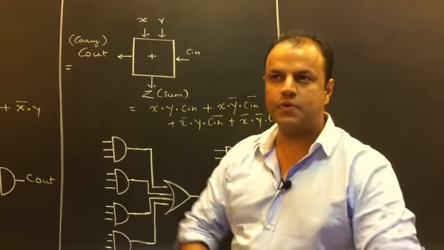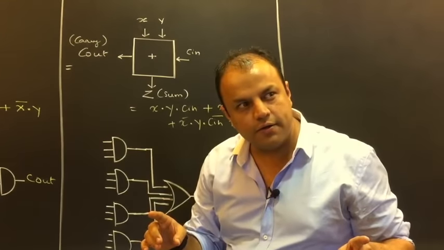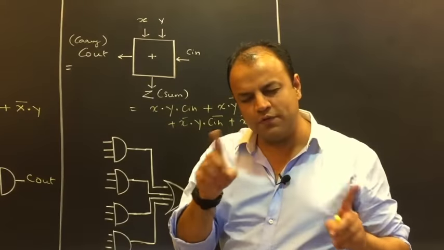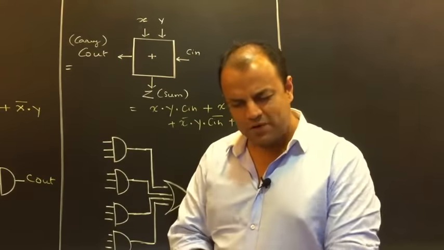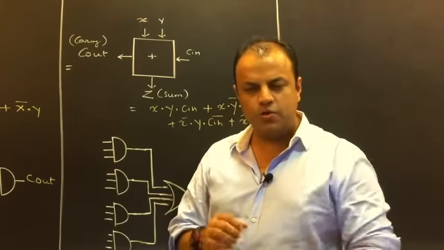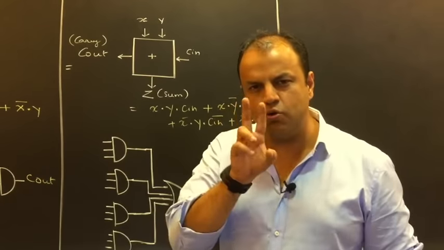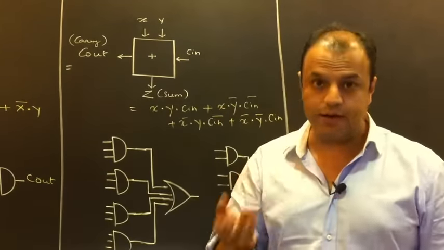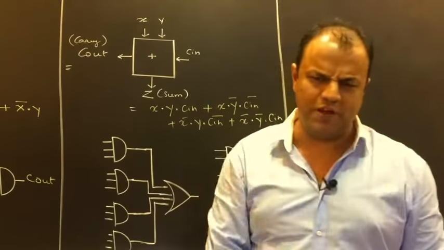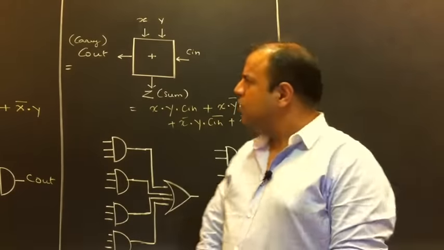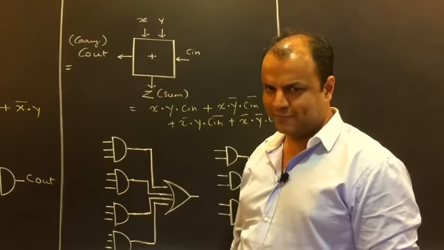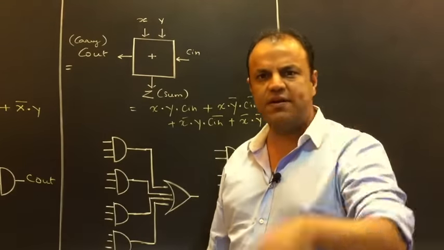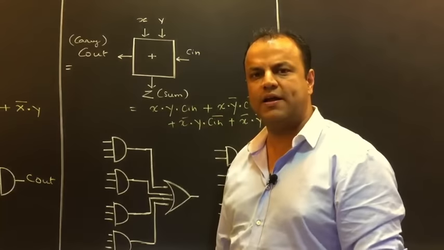When will you get a carry? If all the 3 are 0, will you get a carry? No. If any one of them is 1, only one of them is 1, will you get a carry? No. To produce a carry, 2 of them have to be 1, minimum 2 of them have to be 1, correct? If all 3 are 1, great, that will produce a carry. But even if 2 of them are 1, will produce a carry. Am I right or no? So if X and Y, both of them are 1, you will get a carry irrespective of Cn. Whether Cn is 1 or 0, it doesn't matter. If X and Y are 1, you will get a carry.